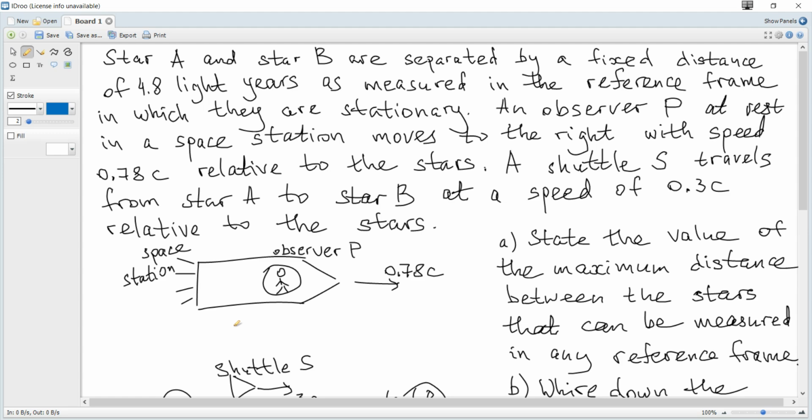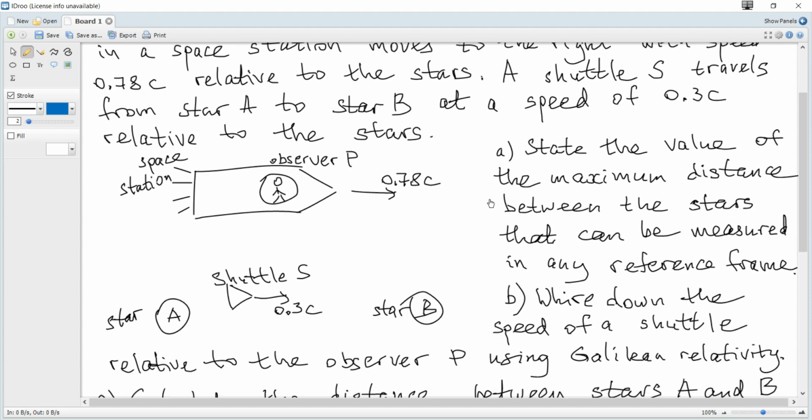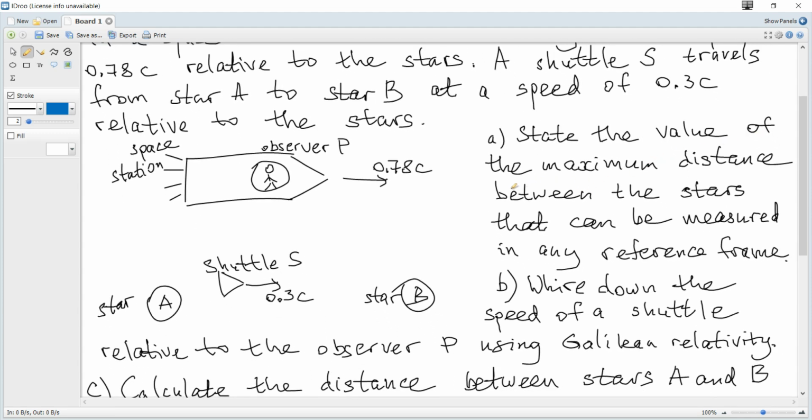Star A and star B are separated by a fixed distance of 4.8 light years as measured in a reference frame in which they are stationary. An observer P at rest in a space station moves to the right with speed 0.78 c relative to the stars. A shuttle S travels from star A to star B at a speed of 0.3 c relative to the stars. State the value of the maximum distance between the stars that can be measured in any reference frame.